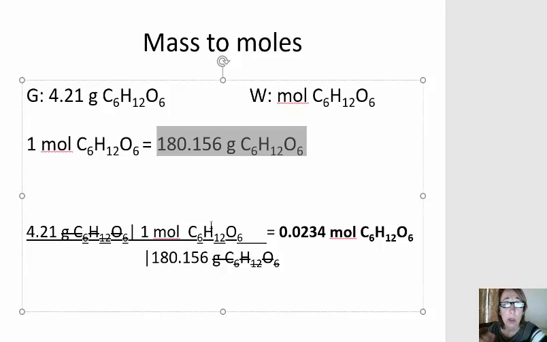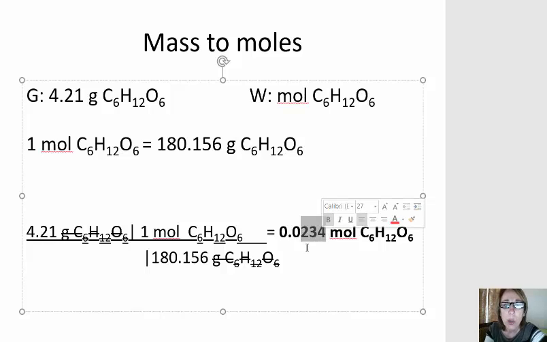And before I do the calculator math, I want to make sure my units cancel out. So grams of glucose divided by grams of glucose cancels out, and I'm left with moles of glucose, which is what I'm solving for. To do the math now in my calculator, I punch 4.21 times 1, which is 4.21, then divide by 180.156, and I'm going to round to 3 sig figs, and it's 0.0234 moles of glucose.